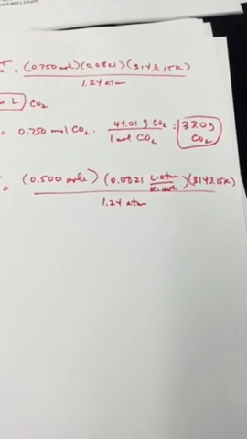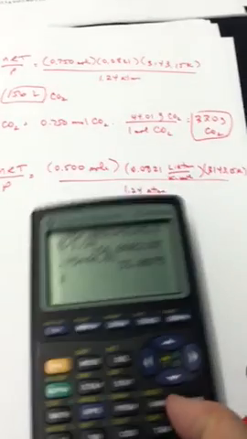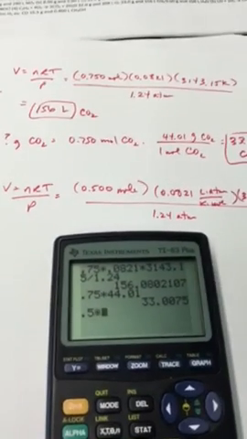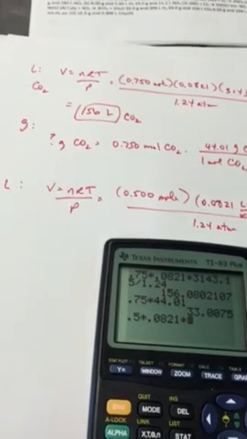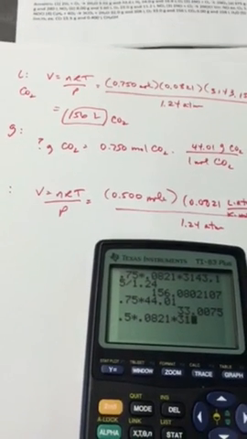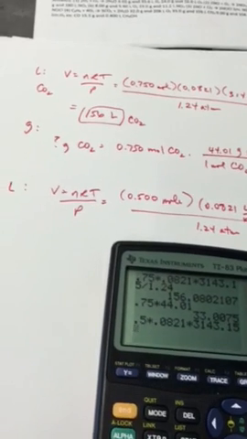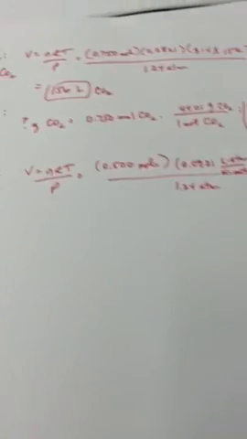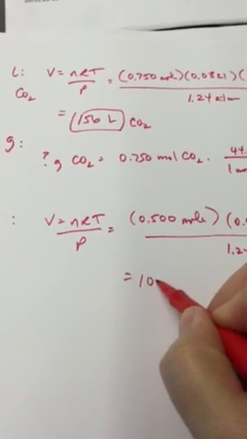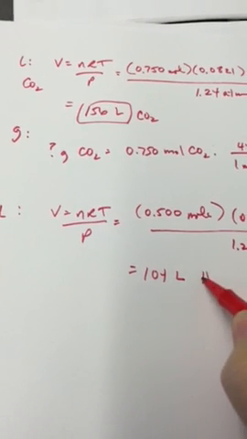And plugging that in, 0.5 times 0.0821 times 3143.15 divided by 1.24 gives us 104 liters of water vapor.